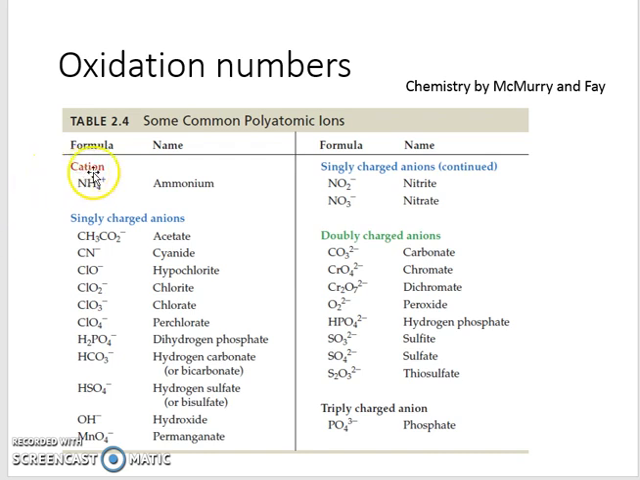For instance, ammonium is a cationic polyatomic ion, and it's got a charge of +1. Here we have hydroxide, it's got a charge of -1. Here we have nitrite, this polyatomic anion has got a charge of -1. Nitrate has got a charge of -1. For instance, sulfite here, it's got a charge of -2. And phosphate has got a charge of -3.